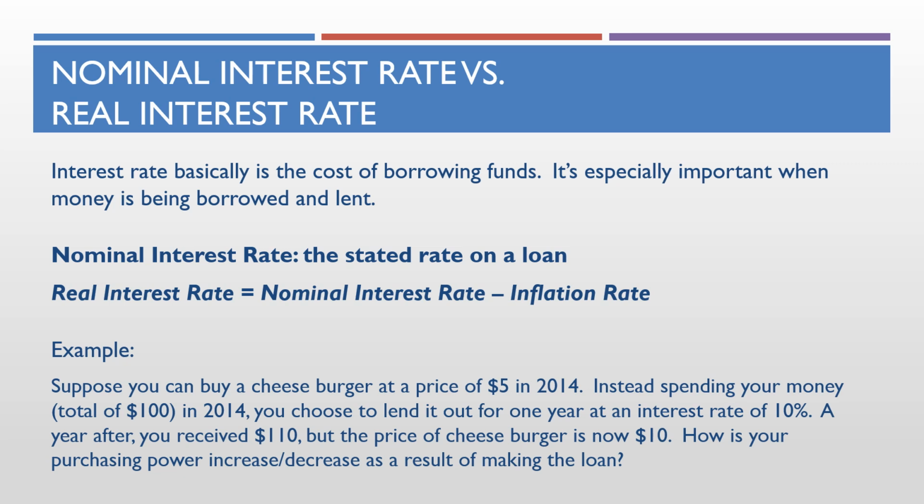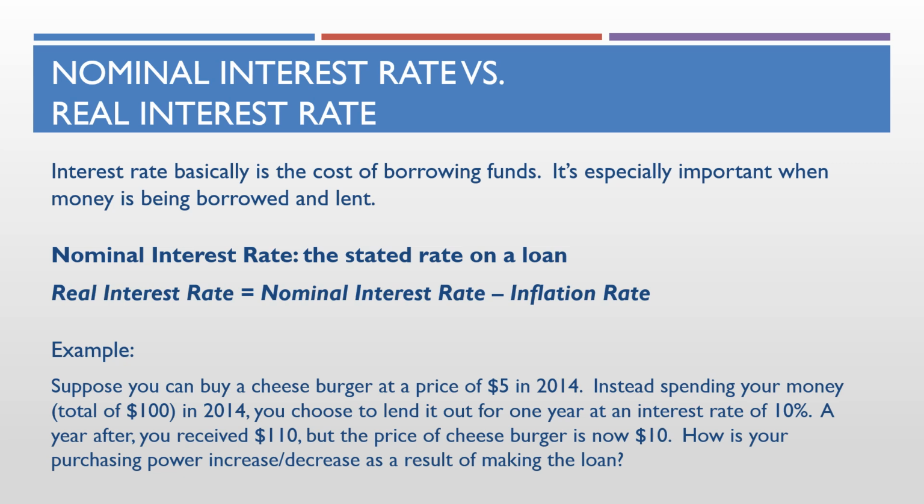Right? So suppose you buy a cheeseburger at a price of $5 in 2014, but instead of spending your money, a total of $100 in 2014, you choose to lend it to someone for 1 year and gain interest of 10% the year after. So 1 year later, you receive $110, but the price of the cheeseburger actually went up from $5 to $10.